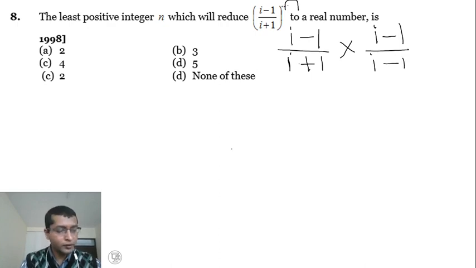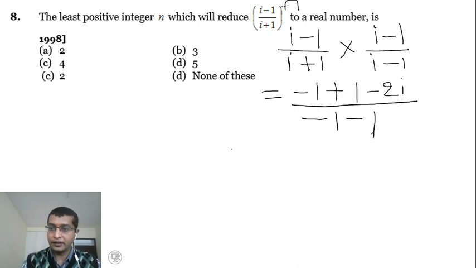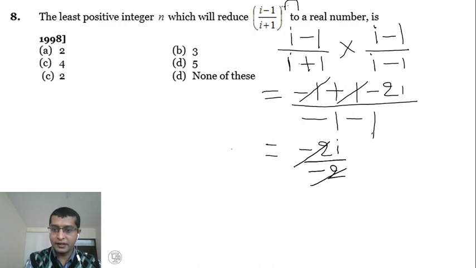So the numerator is of the form (a minus b) whole square: a square minus 2ab plus b square. That is 1 square is 1, minus 2i, plus i square. The denominator is of the form (a plus b) into (a minus b), a square minus b square, where i square is minus 1, and this is minus 1 like this. In the next step, minus 1 plus 1 gets cancelled, so we get minus 2i divided by minus 2. Minus 2 and minus 2 get cancelled, and we get i.